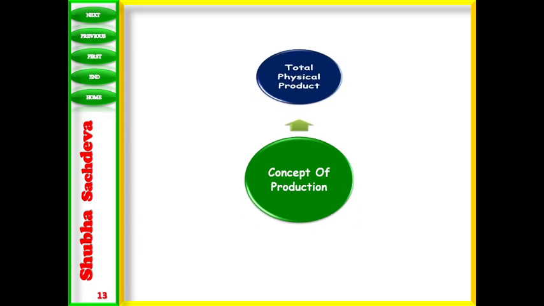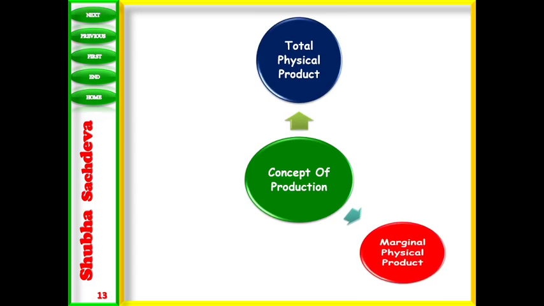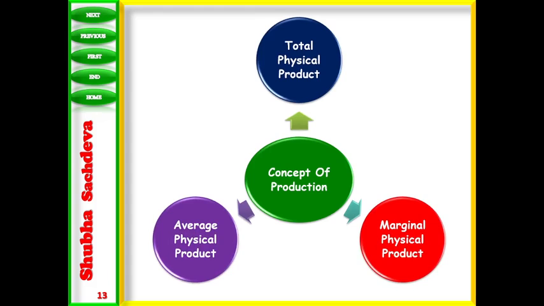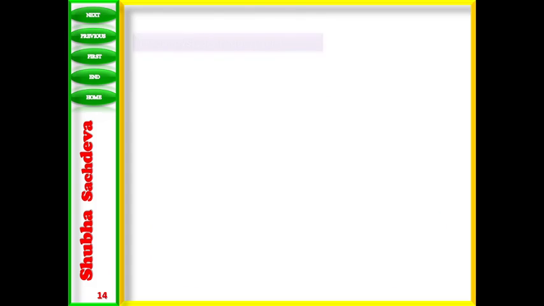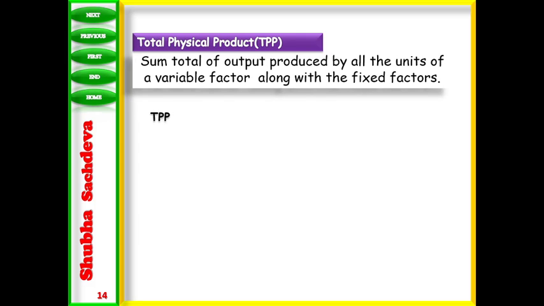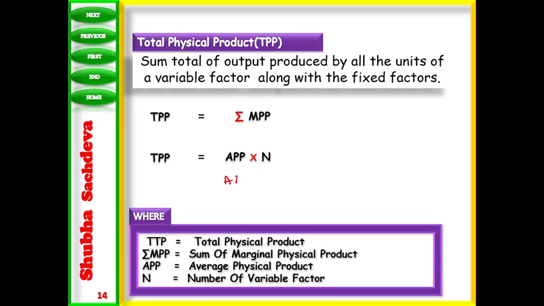Concept of production, we have three things: total physical product, marginal physical product and average physical product. We'll study it one by one. Total physical product is the sum total of output. Whatever variable factors we have employed, the total output that came along with the fixed factor, that is total output, and you can say total physical product. How can it be calculated? It can be calculated by the summation of MPP, or it can be calculated by APP into N. N here means you can simply write AP into Q. Q is the quantity. Quantity means number of variable factors you have taken.